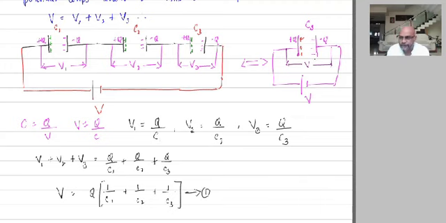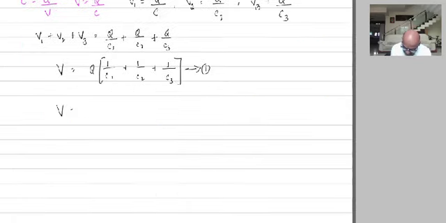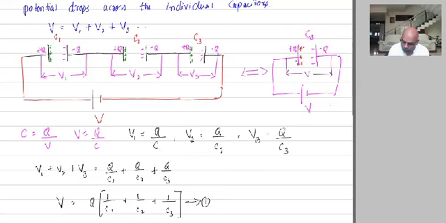Now consider this equivalent capacitor. What is the equivalent capacitor? The equivalent capacitor is that single capacitor which effectively replaces all the three capacitors connected in series. Now apply the same formula for the equivalent capacitor. If you apply the same formula, V, the potential, is equal to Q divided by Cs. V is equal to Q by C. Similarly, V is equal to Q divided by Cs.